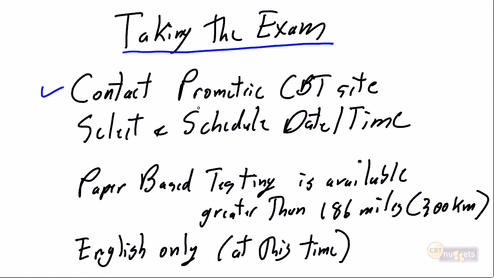It's as simple as contacting the Prometric CBT site. So go to prometric.com, log on to their site, have your eligibility letter details in hand, search for the test site most appropriate, I'm going to say nearest to you, but most convenient to yourself, and then simply select and schedule the date and time that you want to take the exam, show up, take the exam, get your certification, and you're in business.